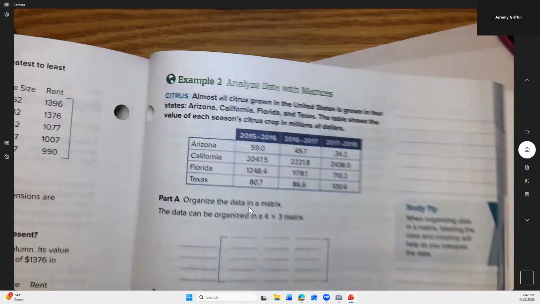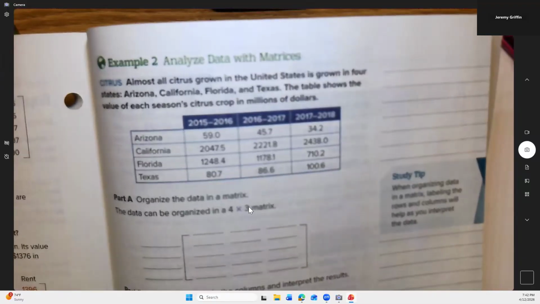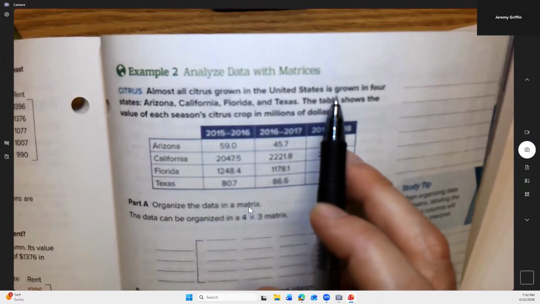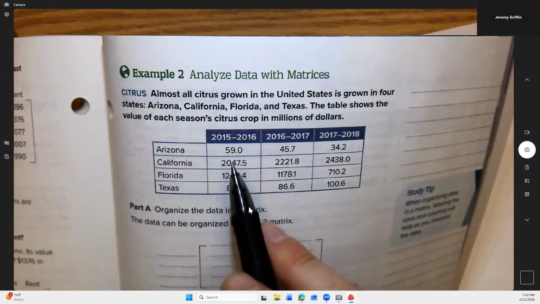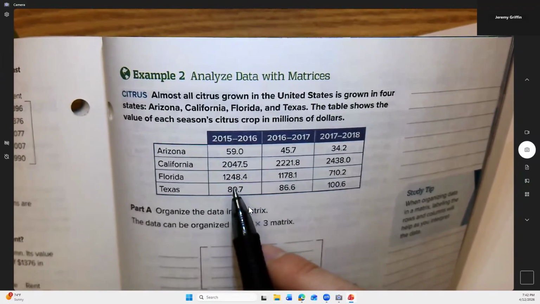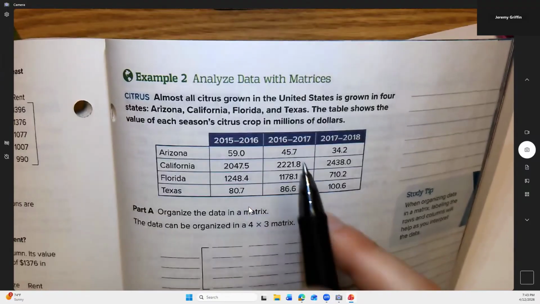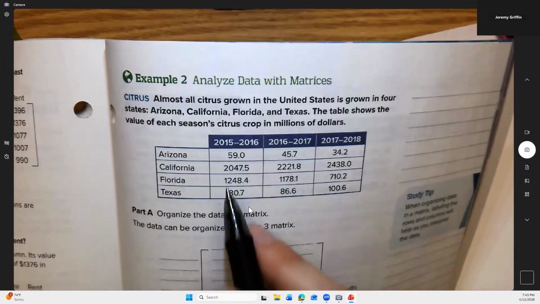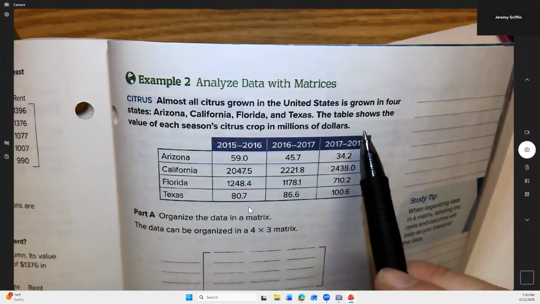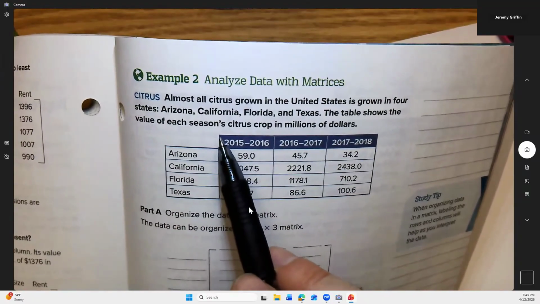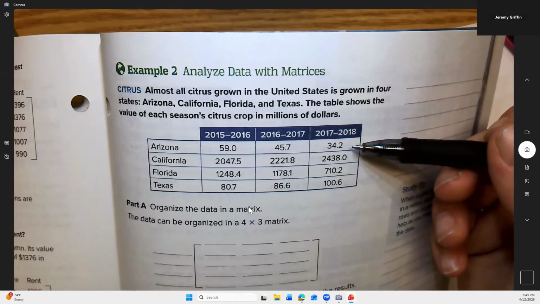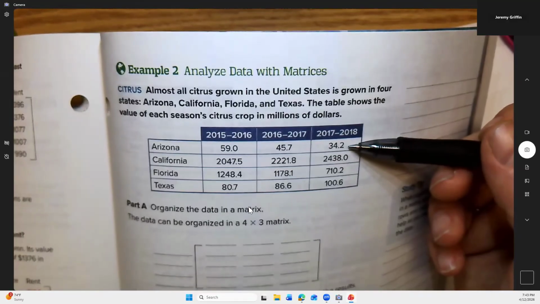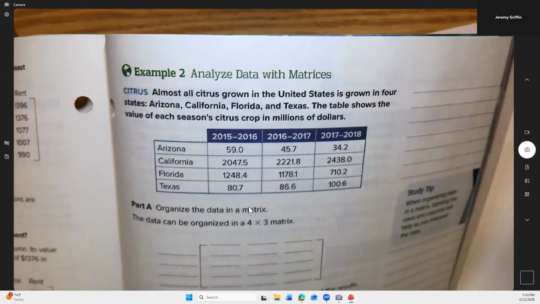Example 2, analyze data with matrices. Almost all citrus grown in the states is grown in 4 states: Arizona, California, Florida, and Texas. Here are the 4 states, and here's how much citrus was grown over a year at a time: 2015 to 2016, 2016 to 2017, 2017 to 2018. So a little bit of a time range here. The value of each season's citrus profit is in millions of dollars. For example, Arizona in 2017 to 2018 looks like $34 million of citrus.